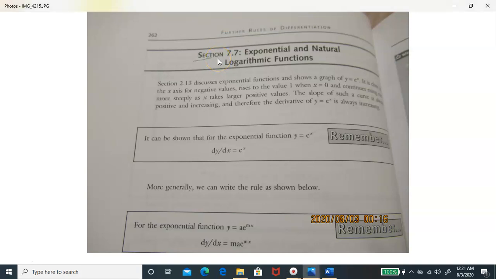So this is section 7.7, exponential and natural logarithmic function. So let us say it can be shown that for the exponential function y equal to e^x, e raised to the power x, x is the variable, right, and e is the constant, right?